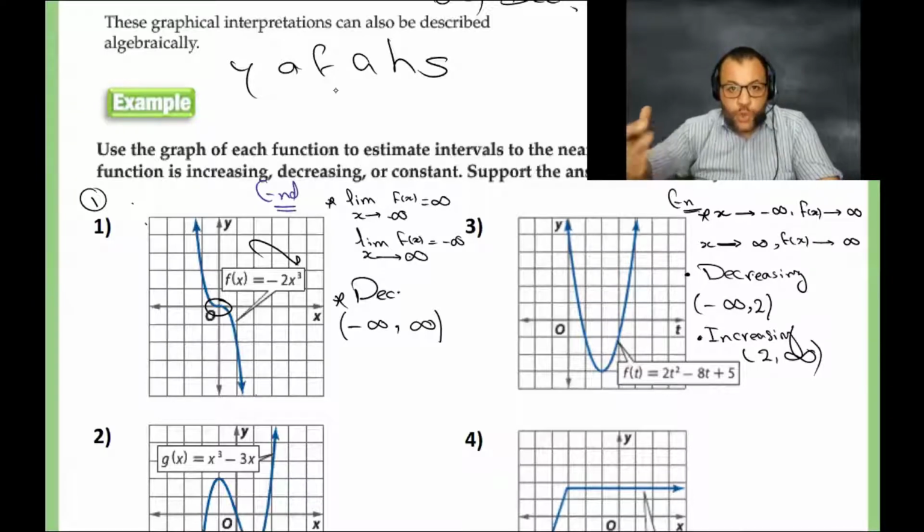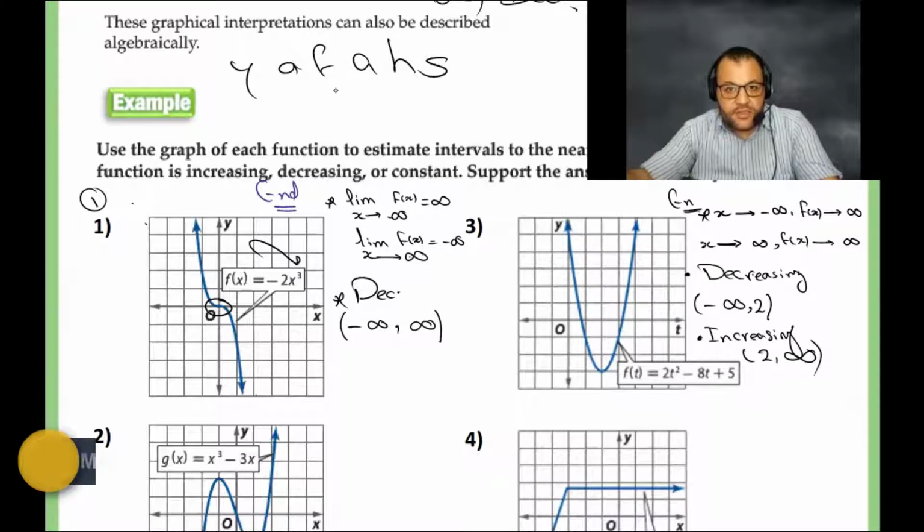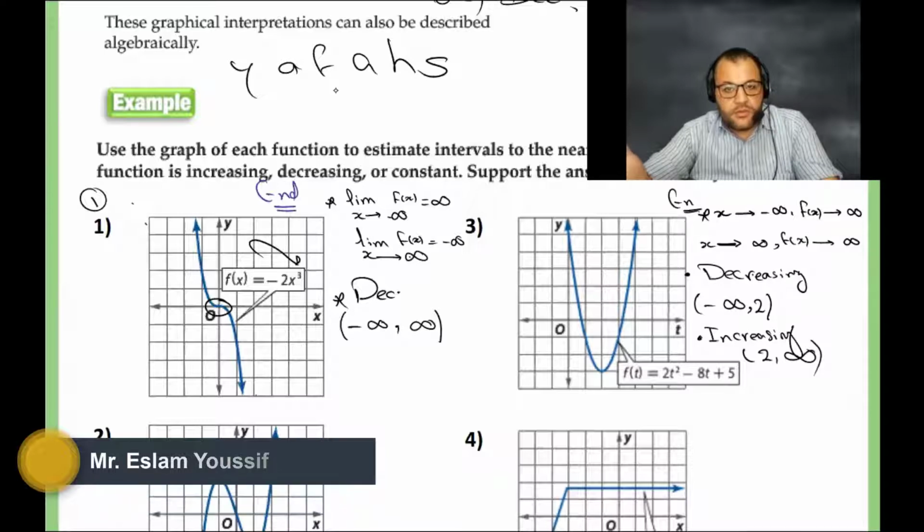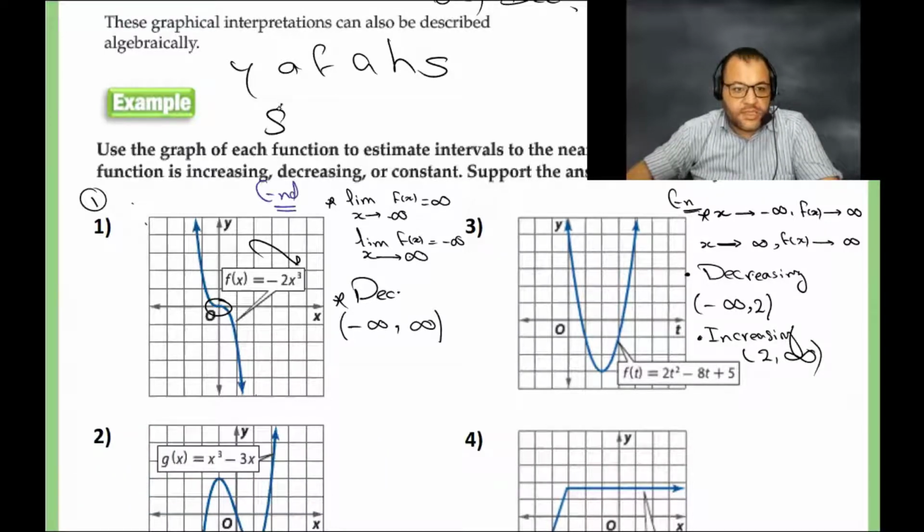But there is a rule to write the letters. What is the rule to write? From left to right. S-H-A-F-A-Y. So that is the rule. The rule for drawing a function is that you have to start drawing from left to right.